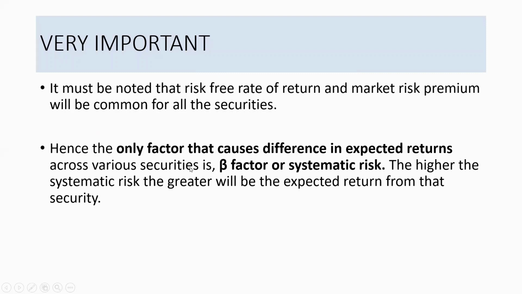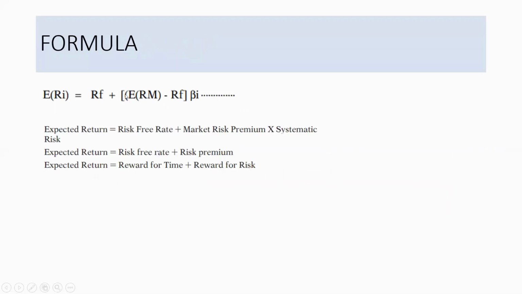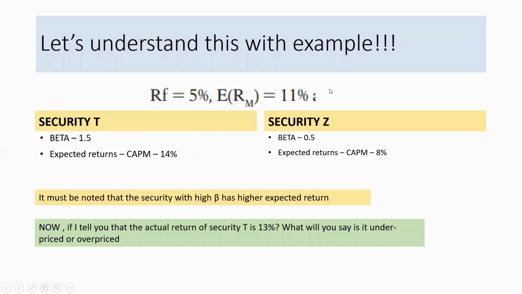The higher the systematic risk that you take, the higher the return that you will get. The basic formula that we studied in the CML was this only, but the only difference is that here systematic risk comes in, whereas there we studied total risk. So what we did was divide by market risk and multiply by portfolio risk, because there we were calculating total risk, and here we are calculating only systematic risk, and beta is the indicator of the systematic risk. Now let us understand this with an example.